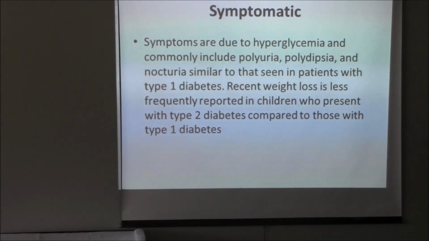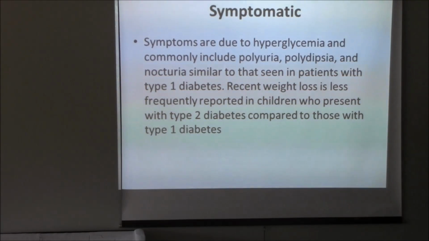Symptoms usually are due to hyperglycemia, which is the elevated blood sugar, and commonly include polyuria, which is lots of urine. Polydipsia means lots of thirst, and having to go to the bathroom at night, similar to that seen in patients with type 1 diabetes. A recent weight loss is less frequently reported in children who present with type 2.